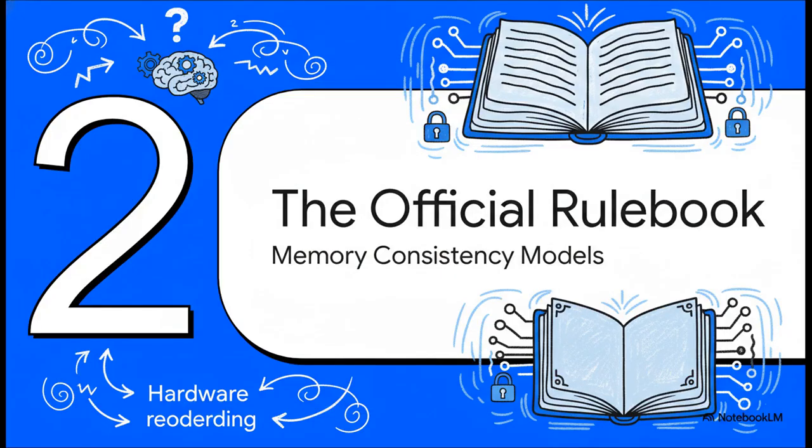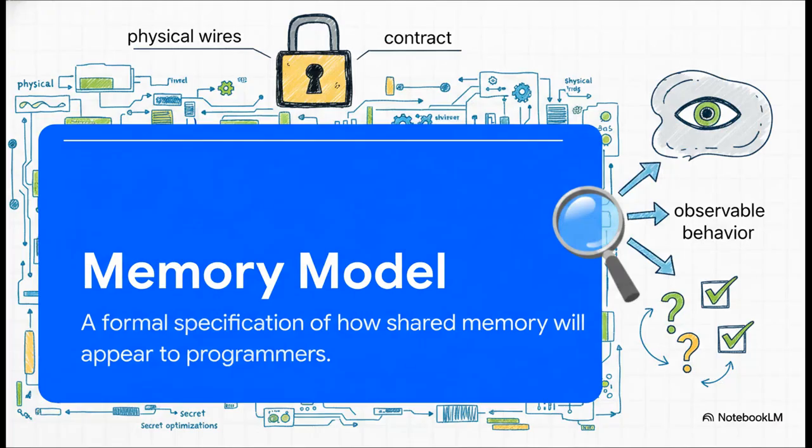Okay, so if the hardware is just constantly shuffling the deck behind our backs, how can anyone write code that actually works? Well, there's a rulebook. It's a formal contract between the programmer and the processor that says exactly what kind of shenanigans are allowed. And this rulebook is called a memory consistency model. This contract is everything. It's the absolute ground truth.